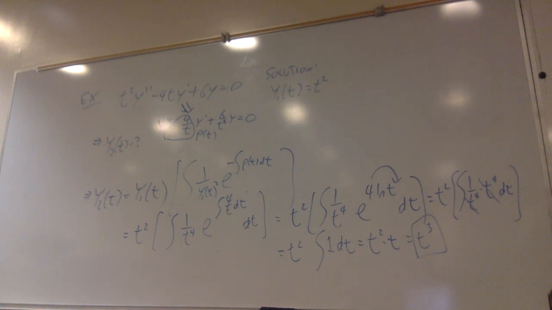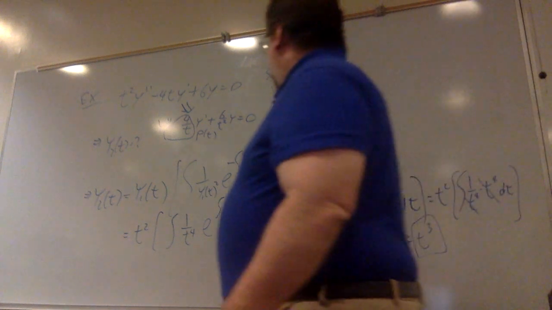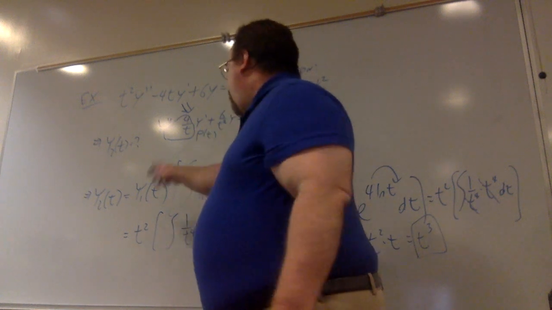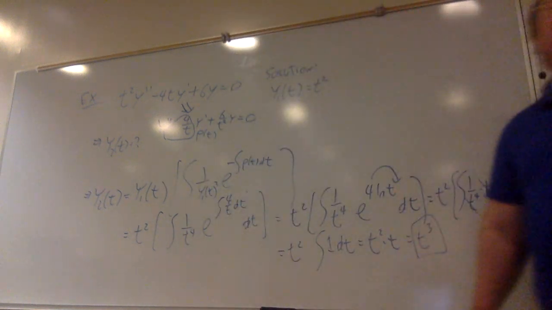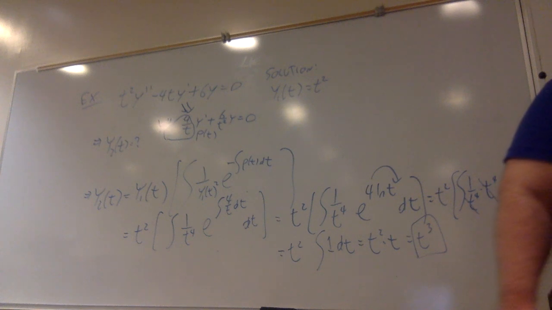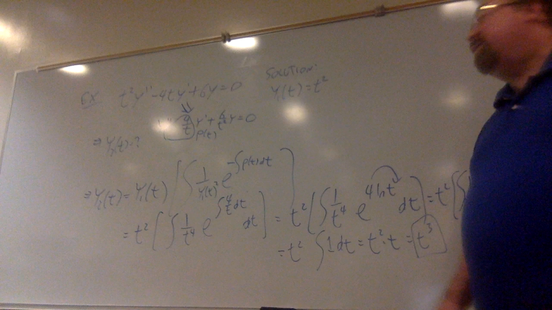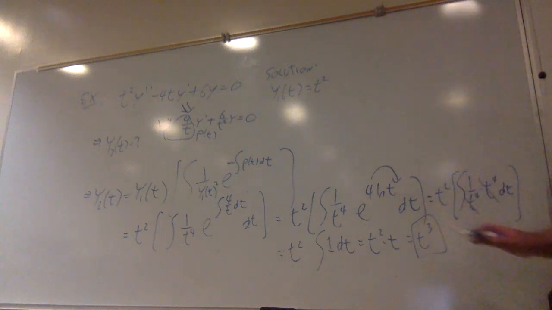Now, you may notice that even though I worked out 2 integrals in this process, I did not include any plus c's. The reason why is I could, but it would be redundant. If I include a plus c in this integral, what do I get? y1 times something plus a constant times y1. But I already know that y1 is a solution, so it doesn't really contribute anything. So in the integrals that are involved, there's no need to include a plus c.